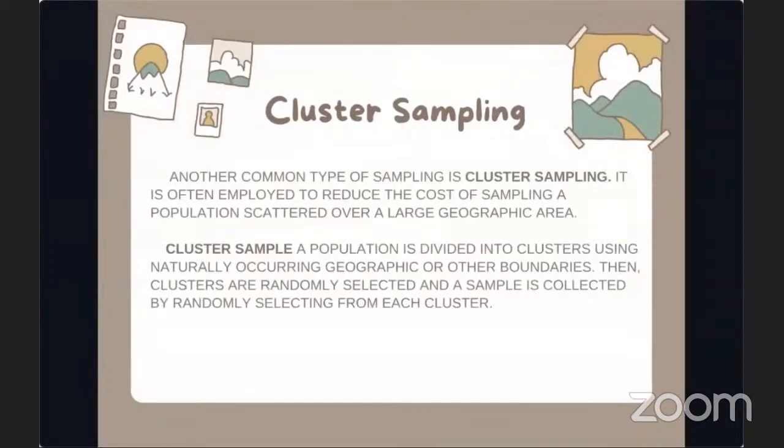Cluster sampling. Another common type of sampling is cluster sampling. It is often employed to reduce the cost of sampling a population scattered over a large geographic area. In a cluster sample, a population is divided into clusters using naturally occurring geographic or other boundaries. Then, clusters are randomly selected and a sample is collected by randomly selecting from each cluster.